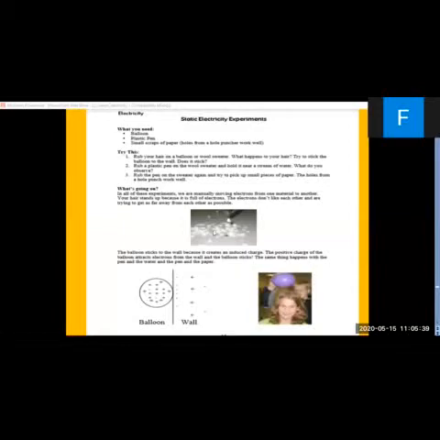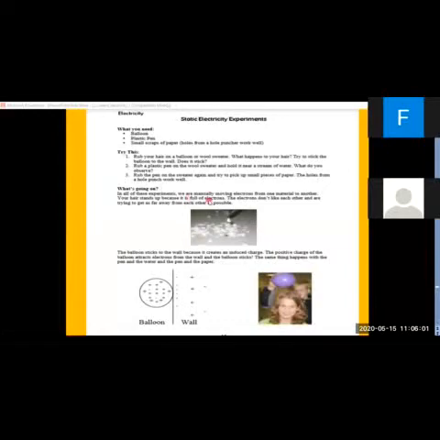Whenever you do that, there's no need to have any other additional charges here. You just rub your hair and you bring the scale near the bits of paper. It will automatically get attracted. Without rubbing it on your hair, if you keep it near the bits of paper, nothing is going to happen. So what's going on here?